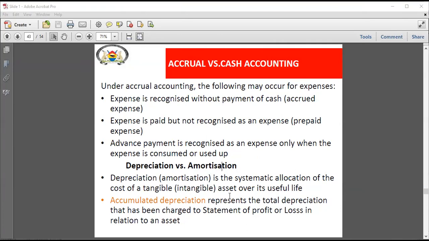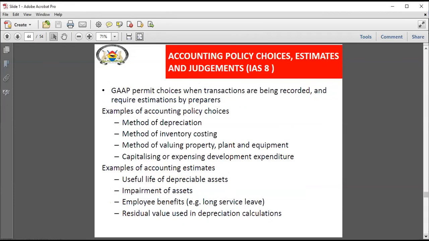Then we also have accumulated depreciation, which we already saw, which represents the total depreciation that has been charged to the P&L in relation to the asset for the previous years. Remember, accumulated depreciation reduces the assets for us to get the net book value. Okay.